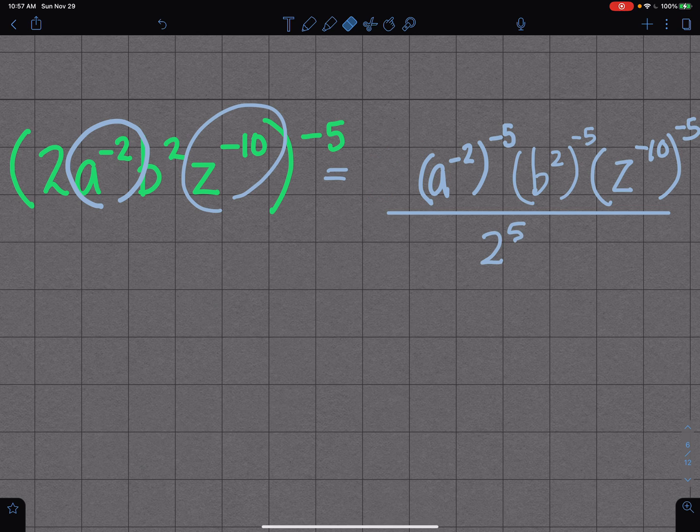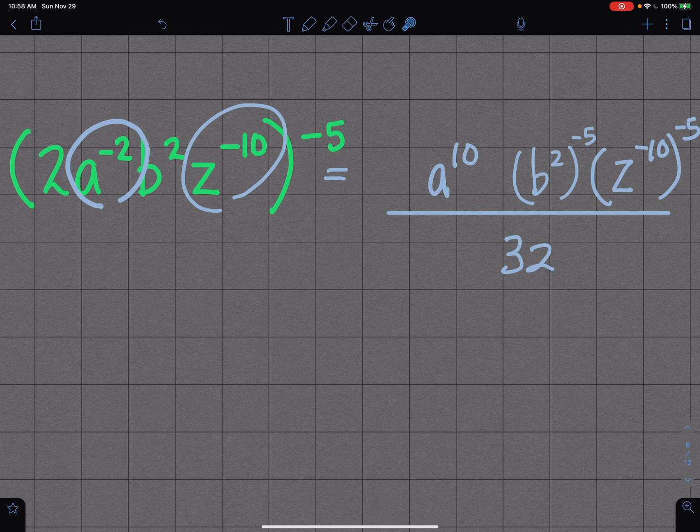And then you have to figure out what is 2 times 2 times 2 times 2 times 2. 1, 2, 3, 4. There has to be 5 of them. And when you do the math there, you'll get 32 for the bottom. And then let's just simplify all of these one at a time. Minus 2 times minus 5 is going to be a positive 10. So that's going to be a to the 10.